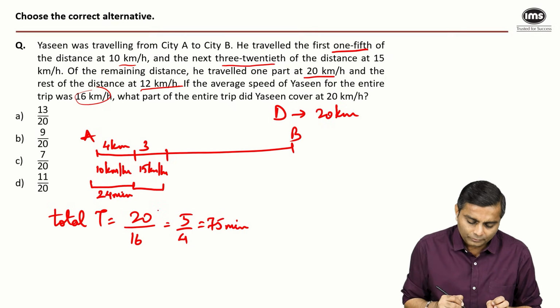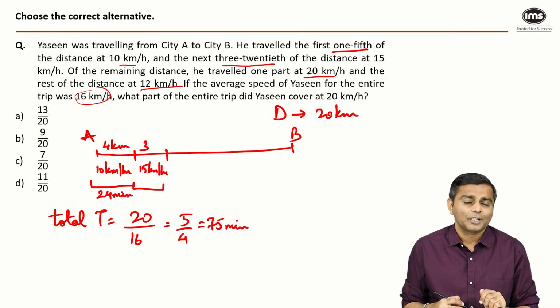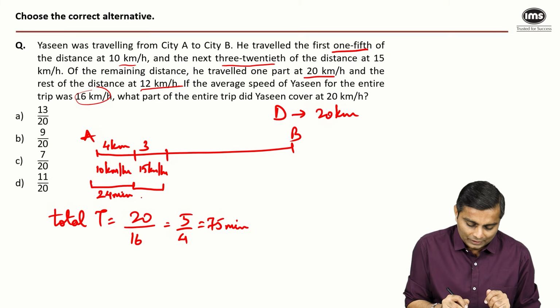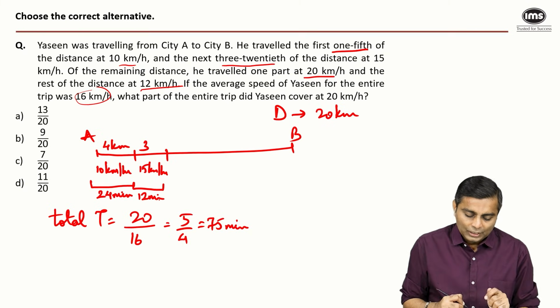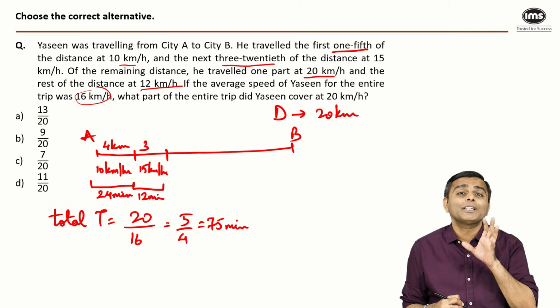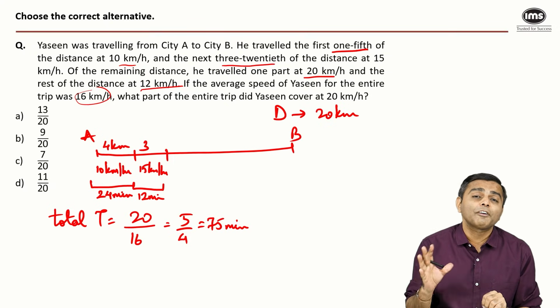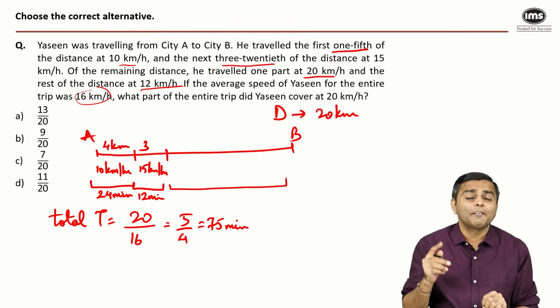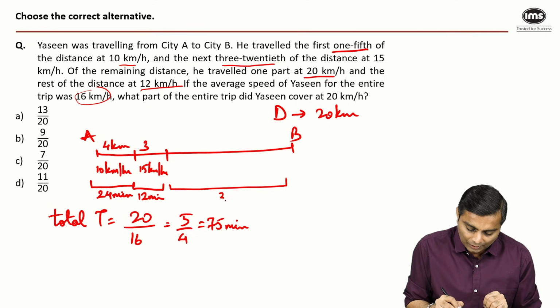Second part, speed is 15 kilometers per hour. 15 kilometers in 60 minutes, so 1 kilometer in 4 minutes. Therefore 3 kilometers in 12 minutes. So this is 12 minutes. So he has already exhausted 36 minutes out of the 75 minutes that he has, which means what is left is 75 minus 36, 39 minutes.